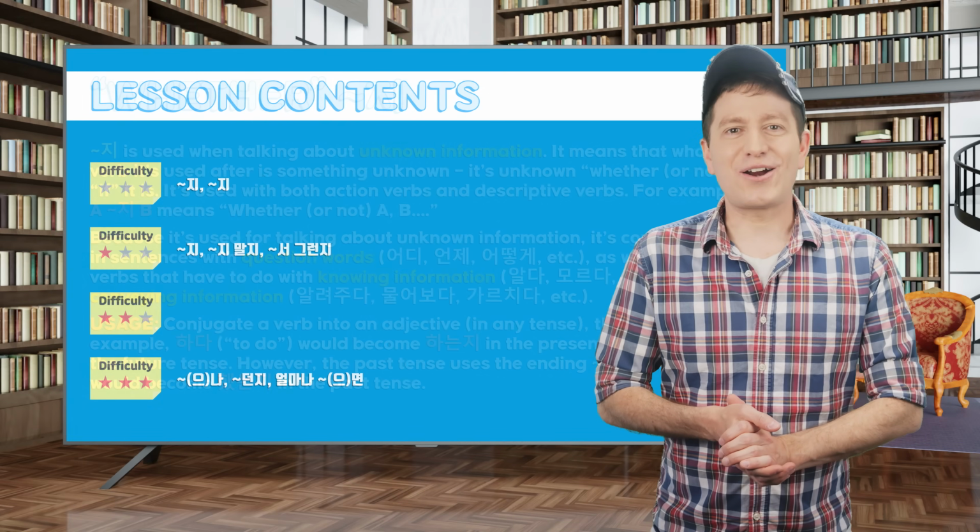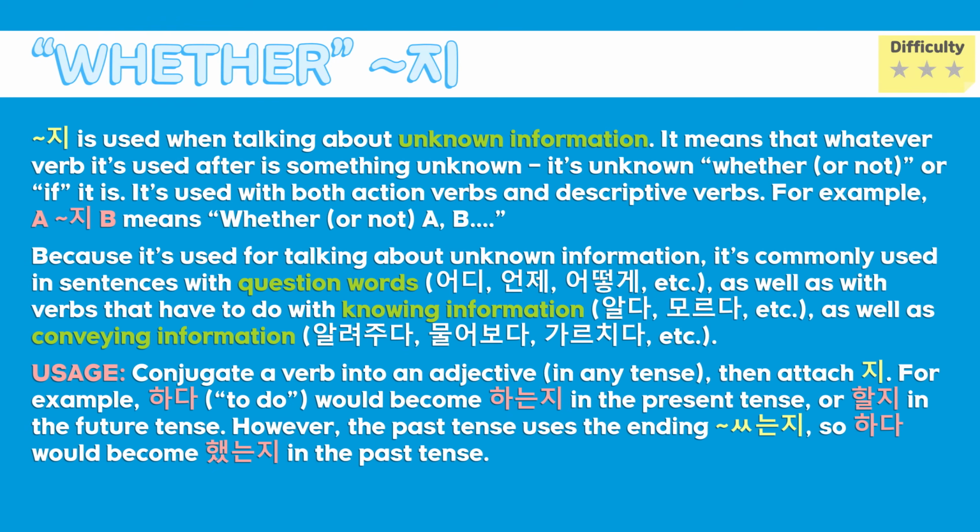Okay, let's get started with the first form. 지 is used when talking about unknown information. It means that whatever verb it's used after is something unknown. It's unknown whether or not, or if it is. It's used with both action verbs and descriptive verbs. For example, A지 B means whether or not A, B.